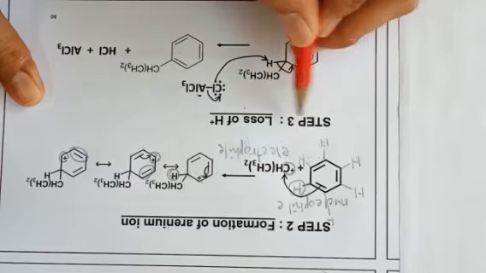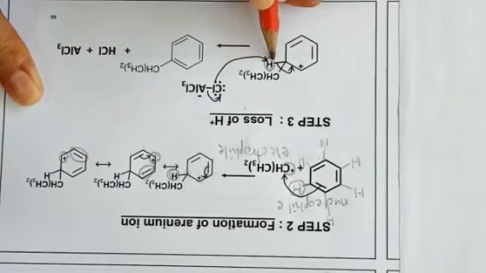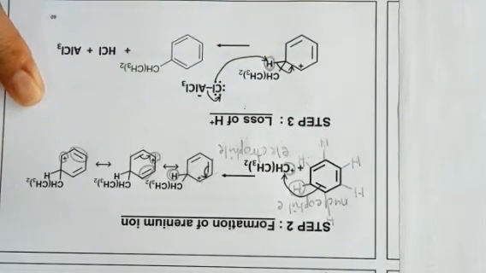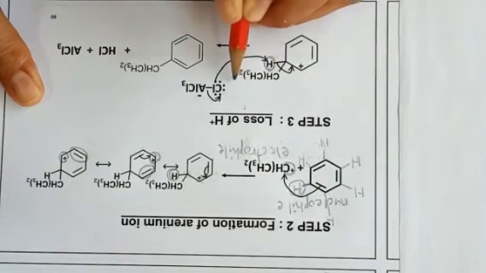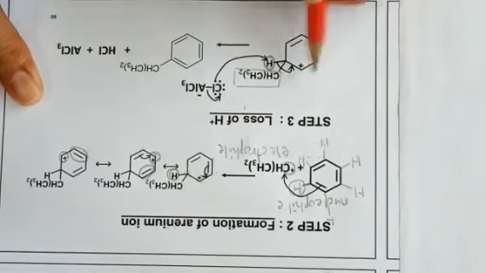And finally, step 3, the loss of proton. Now, in step 3, the final step, we want to remove this proton, or this hydrogen. Why? Because we already know that in benzene, the type of reaction that occurs is the electrophilic aromatic substitution reaction. It's just a substitution reaction. We substitute this hydrogen with this alkyl group from the haloalkane. So we will remove this hydrogen to stabilize the benzene ring back.